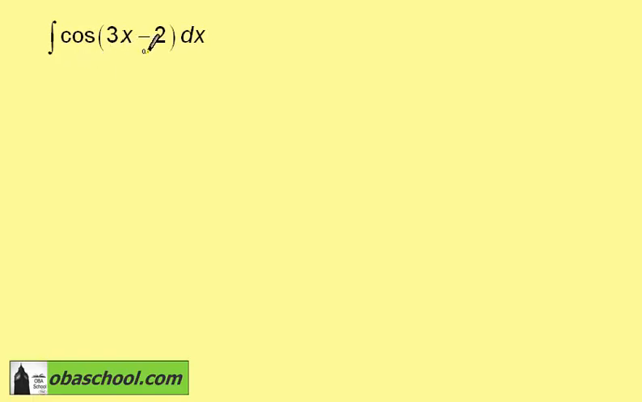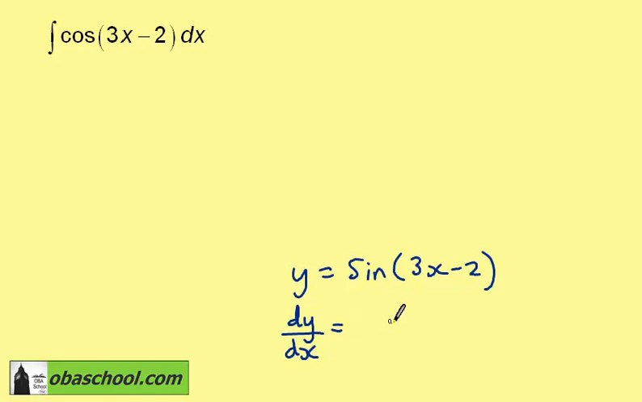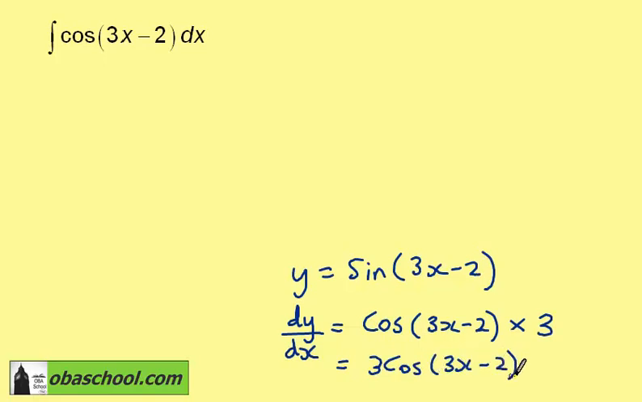We want to integrate cos(3x - 2) with respect to x. Consider differentiating sin(3x - 2). We need to use the chain rule, and dy/dx would be cos(3x - 2), and then we multiply by the differential of the inside function, giving us 3cos(3x - 2).